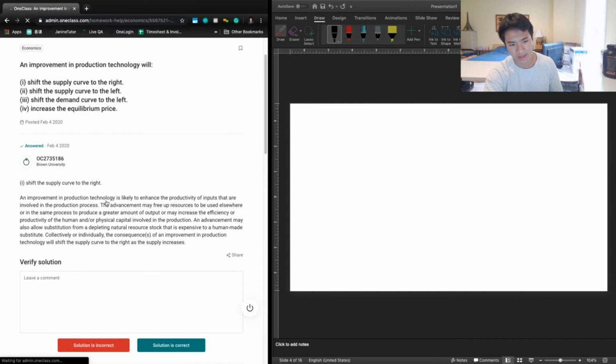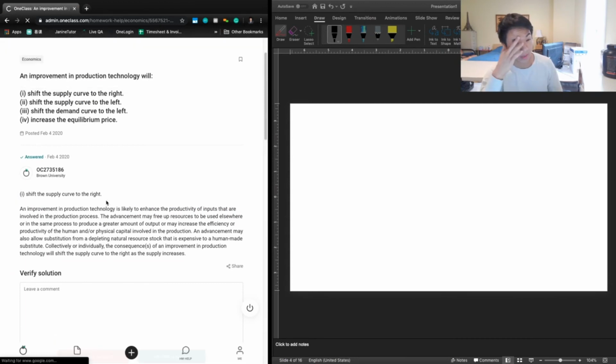Let's take a look at this next question. It says, an improvement in production technology will do which of the following? A, shift the supply curve to the right, B, shift the supply curve to the left, C, shift the demand curve to the left, or D, increase the equilibrium price.